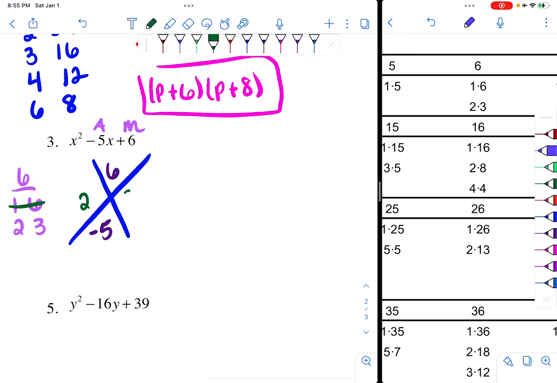So it has to be 2 and 3. 2 times 3 is 6. 2 plus 3 is 5. I want a negative 5. Let's make them both negative. Negative 2 times negative 3 is 6. Negative 2 plus negative 3, negative 5. So my final answer is x minus 2, x minus 3.